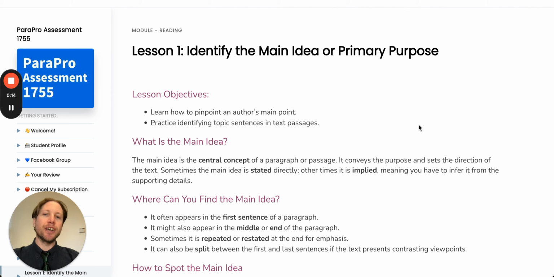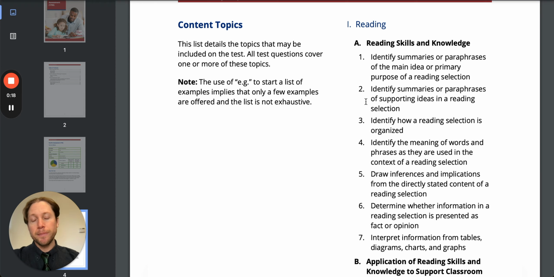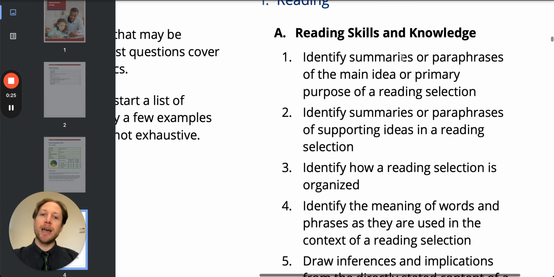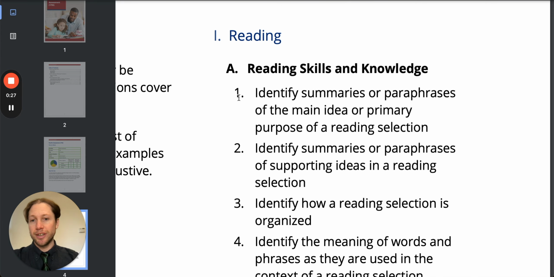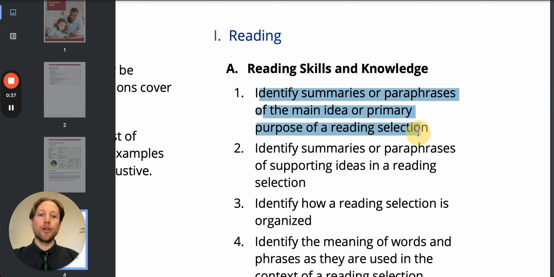You might be asking yourself, do I really need to know this for the exam? And the answer is yes. If we have a look at the official ParaPro study companion, we can see that the first exam competency within the reading section reads that, for exam day, we need to be able to identify summaries or paraphrases of the main idea or primary purpose of a reading selection.